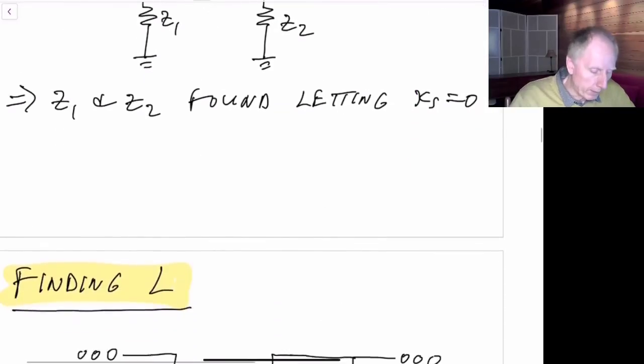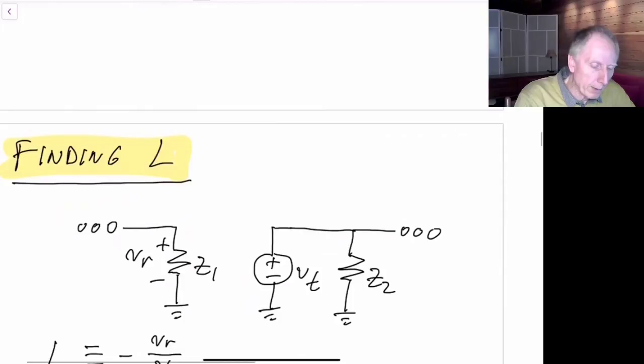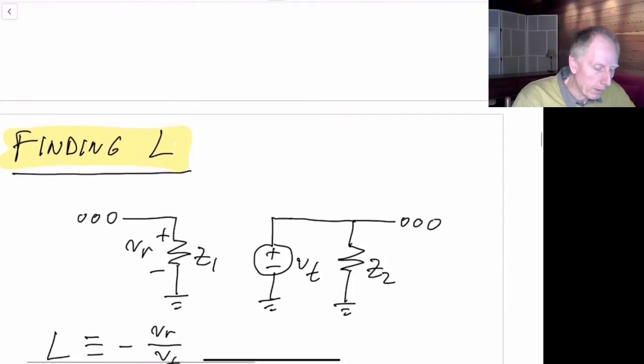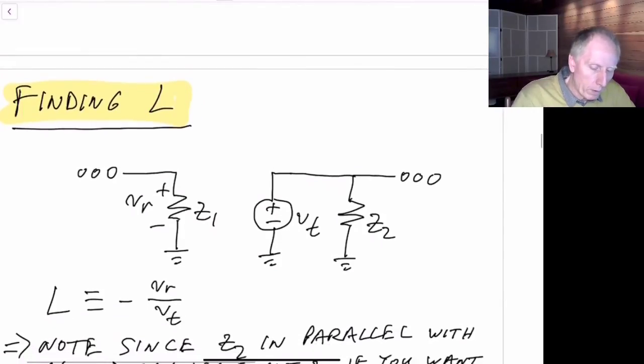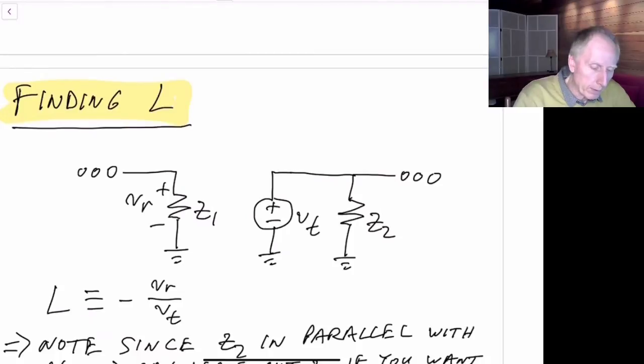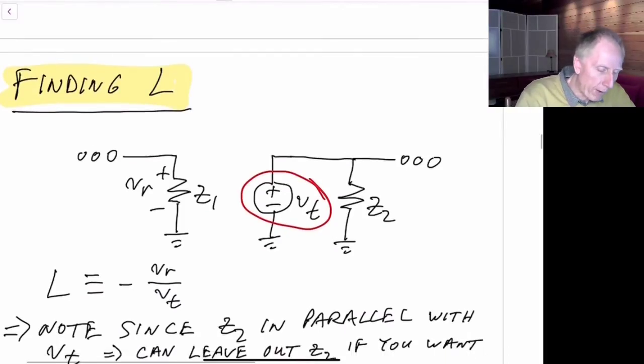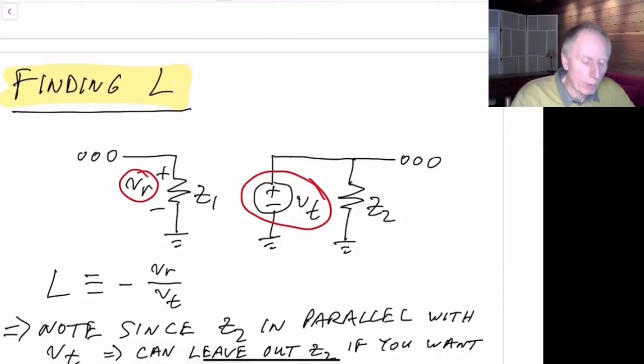And once we've broken it, we can then find these three values. So we want to first find L. To find L, we've broken our loop at this location here. So that's been broken. We apply a voltage V sub t, an ideal voltage source V sub t, and we find the voltage that occurs back across the impedance that we've introduced. Remember, we've introduced Z1, we've moved it over, and we find the voltage that we see across that impedance.